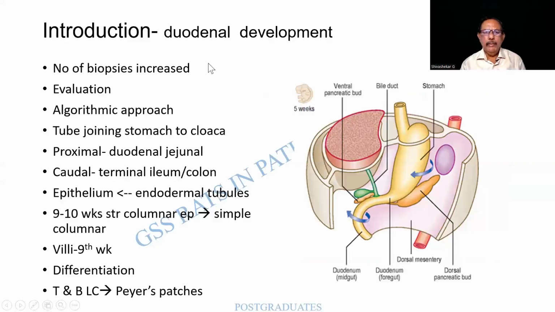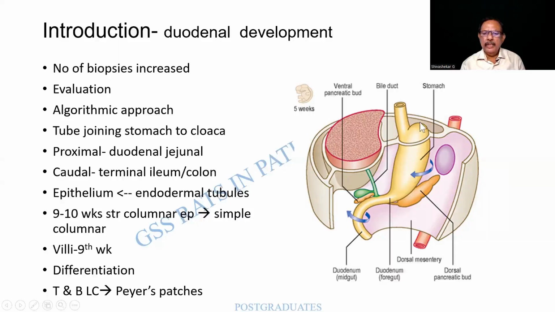Why is the duodenum important? Because the number of biopsies has increased for varying conditions. Secondly, for the evaluation of it, a pattern has to be drawn. Thirdly, there has to be an algorithmic approach. Otherwise, we'll be missing points. And this is the development.